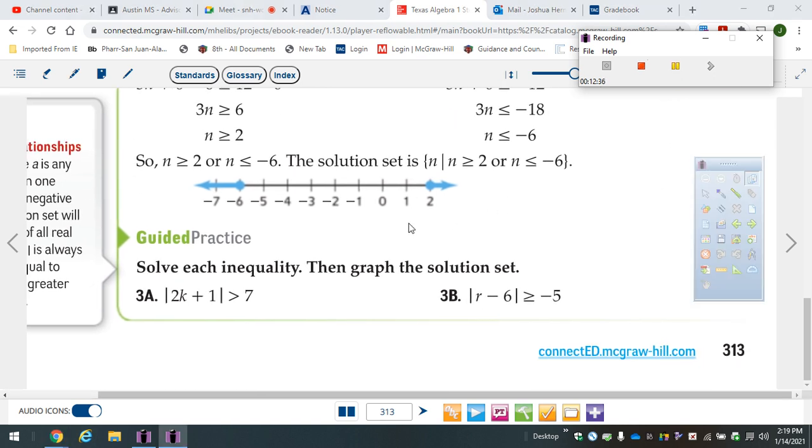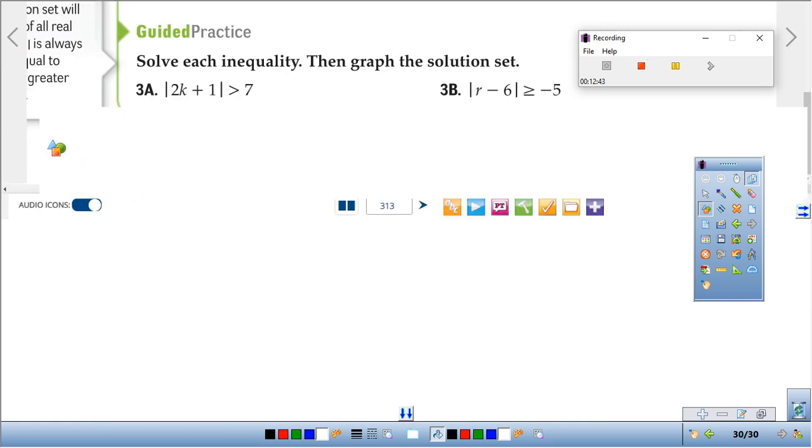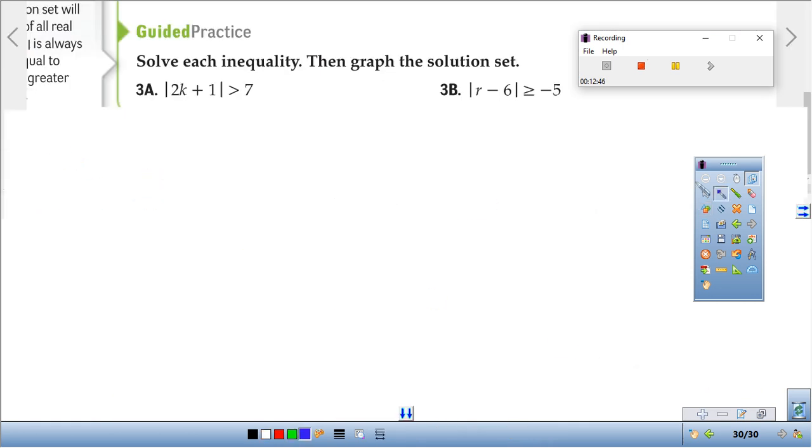Hold on. Okay, so let's look at this real quick, 3a. So make sure you understand what this is. This distance here is greater than 7. So I'm going to go 2k plus 1 greater than 7. Okay, I'm going to draw a cheapy number line here. For it to be greater than 7, I'm going that way. Okay, that's this one. For it to be less than, I'm going that way.